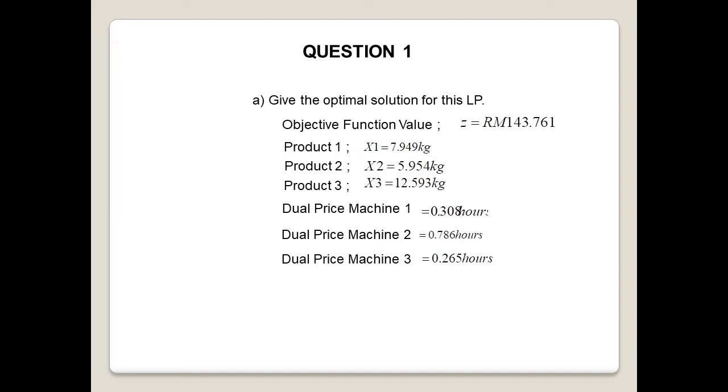Product 1 is 7.949 kg. Product 2 is 5.954 kg. Product 3 is 12.593 kg. The dual price machine 1 is 0.308 hours. Dual price machine 2 is 0.786 hours. And dual price machine 3 is 0.265 hours.